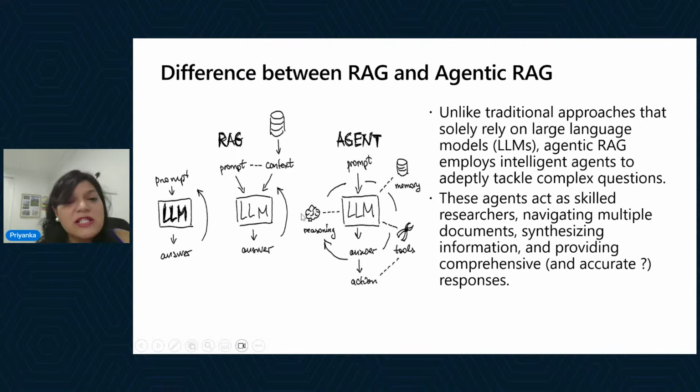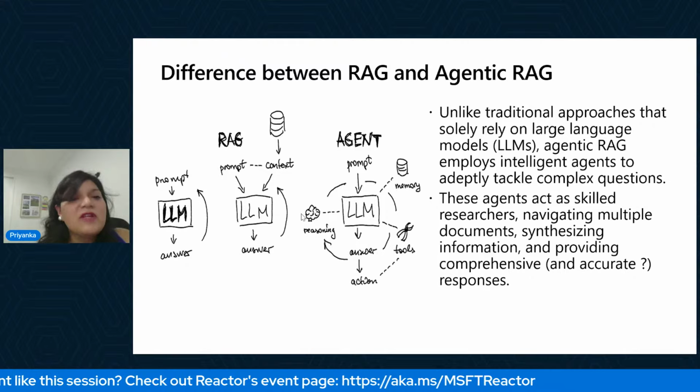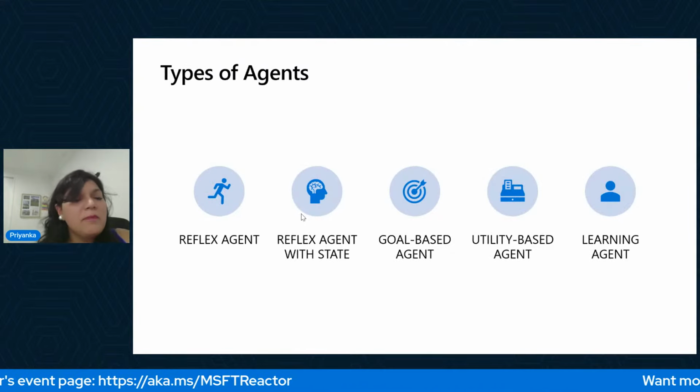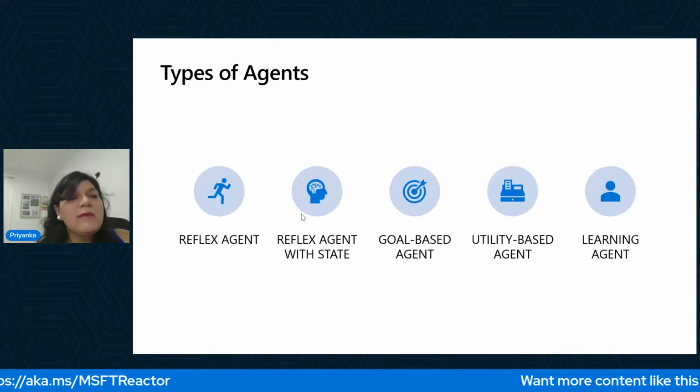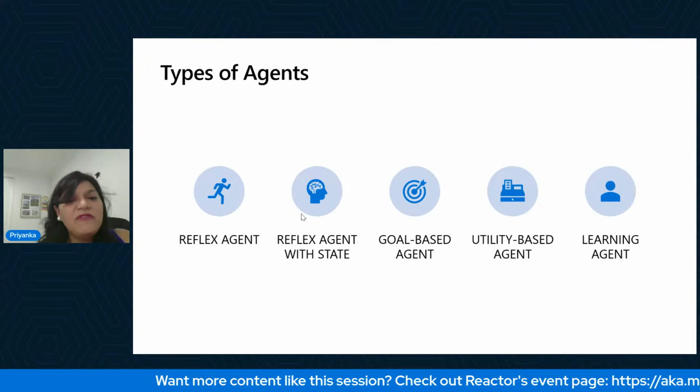Okay, so these agents are basically skilled units which can navigate multiple documents, they can synthesize information, they can provide comprehensive and accurate responses, okay, and they can also decide on how to reason. Like there's no one set line of reasoning, it can take different courses of action to actually get you to the end result, okay. And basis the type of tooling and reasoning capabilities and the goals on which they are trained on, we have different types of agents.